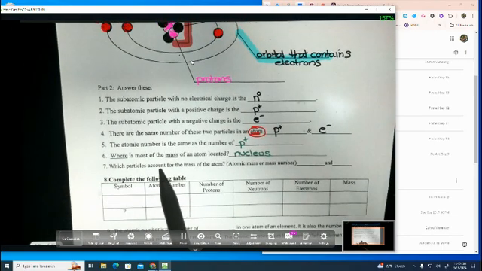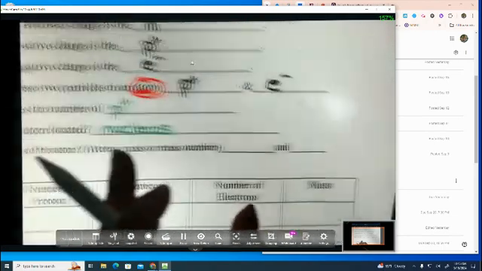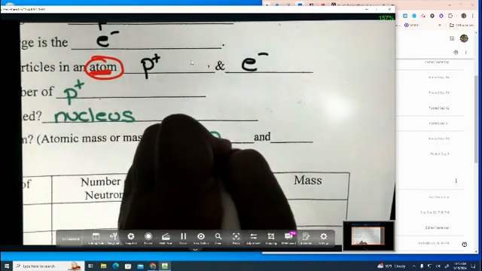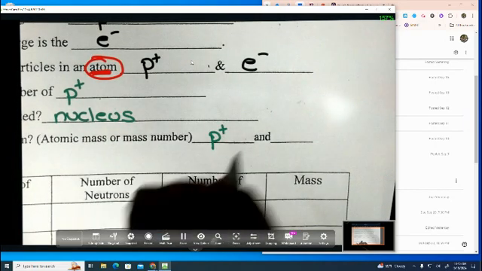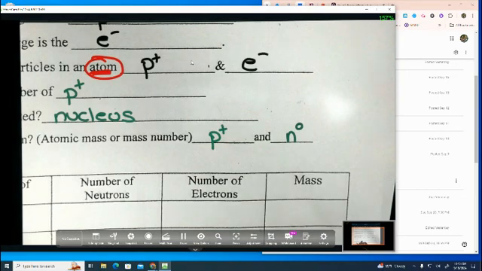All right, which particles account for the mass of the atom? We just said that. Those are the protons, which have the mass of 1 AMU, and neutrons, which have a mass of 1 AMU.